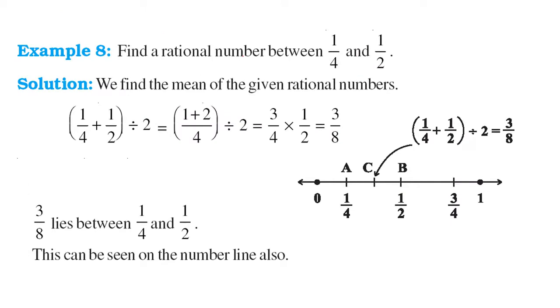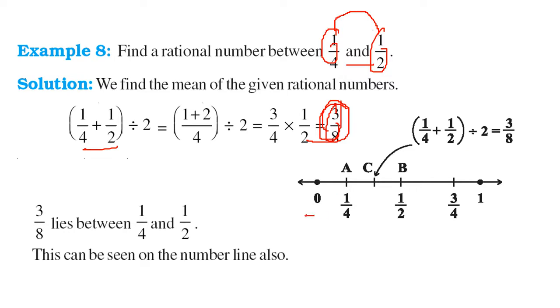See, we have to find a rational number between 1 by 4 and 1 by 2. We just add them and divide by 2. So 1 by 4 plus 1 by 2 divided by 2, you get 3 by 8. You want more? If you want more, you take 1 by 4 and 3 by 8, add them and divide by 2. You want more? You add 3 by 8 and 1 by 2 and divide by 2. All these will lie in between.